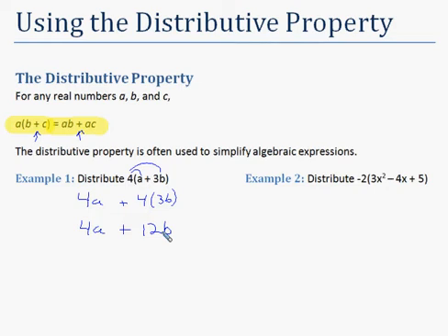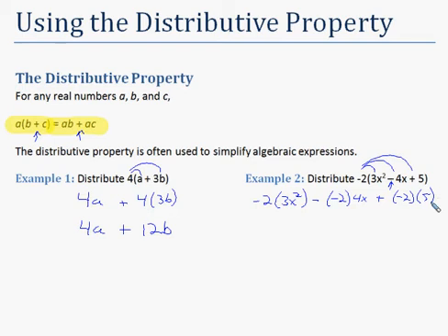Example 2 has 3 terms inside the parentheses, but we still distribute in the same way. This negative 2 is going to be distributed to each one of those terms. Now we want to be careful because it is a negative. So we have negative 2 times 3x squared, a minus sign, so minus negative 2 times 4x, and then plus negative 2 times 5.